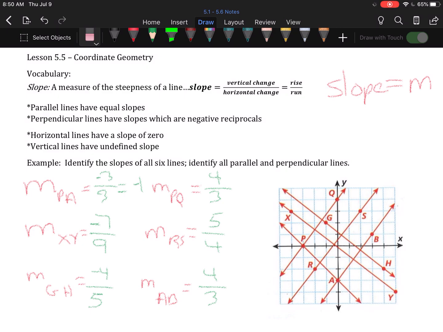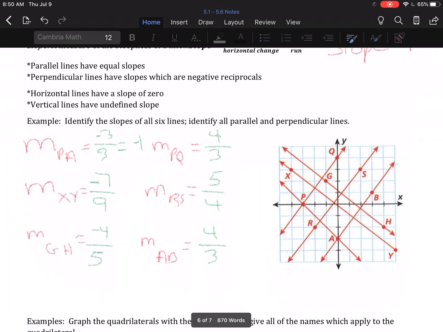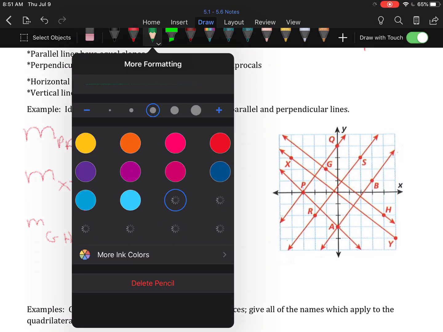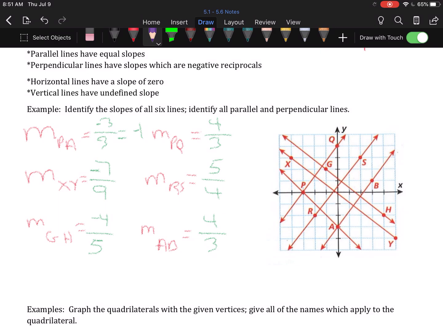So there we figured out our slopes. Now we're asked to identify parallel and perpendicular lines. So, parallel lines have the same slope. So are there any lines here that have identical slopes, the exact same number? Yes. Lines AB and PQ have the same number. So AB is parallel to PQ. These are lines, so we do need to put the line symbol above them. Line AB is parallel to line PQ.